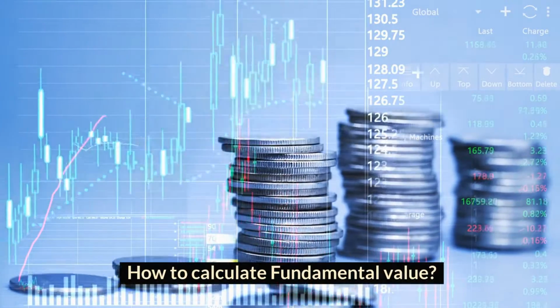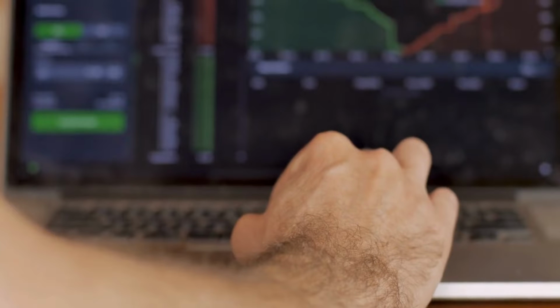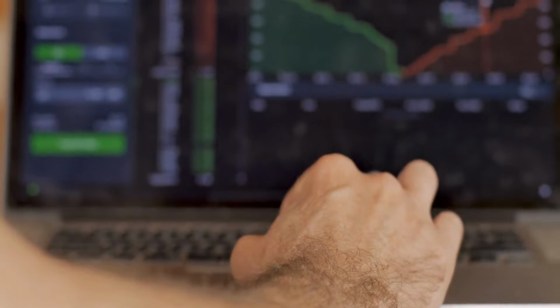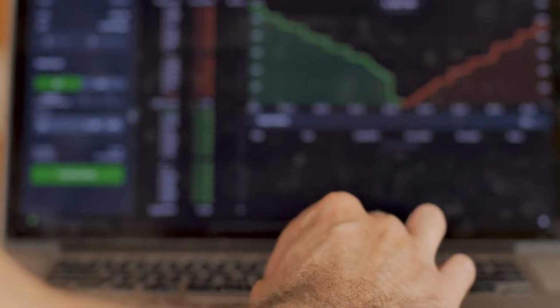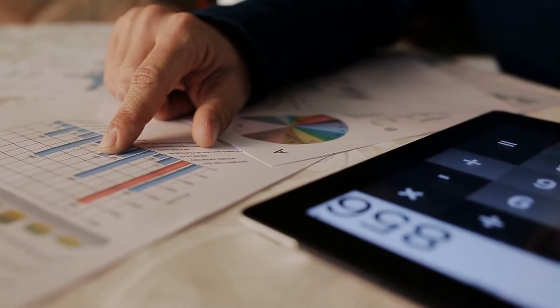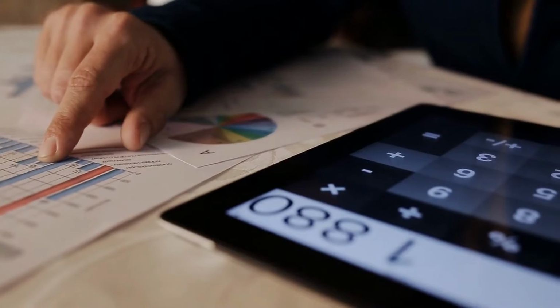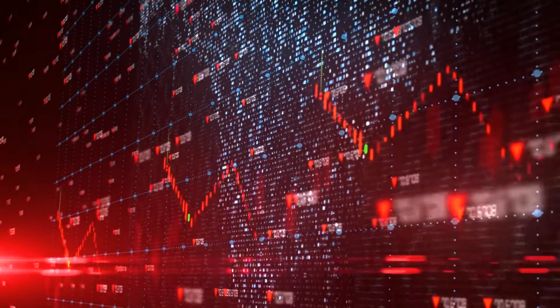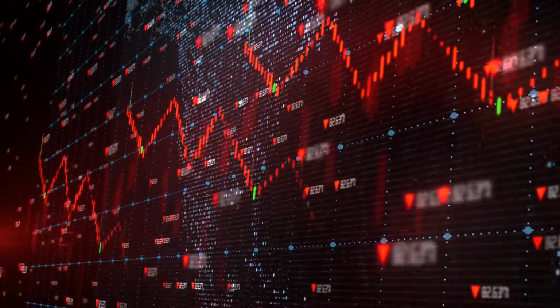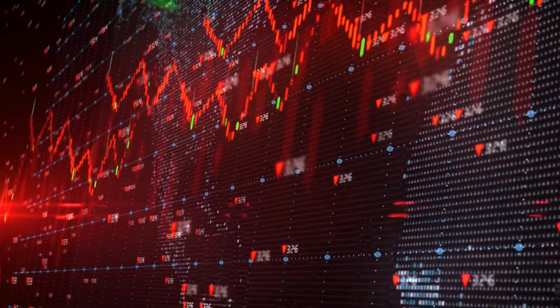How to calculate fundamental value. Fundamental value is a concept that has been around for hundreds of years and is still used today by investors, especially when they are looking at stocks. It's crucial to understand what basic value is since it can help you evaluate whether or not a stock or other investment is worthwhile. When you look at the price of a stock, you'll see two numbers: the share price and how much money you're investing.